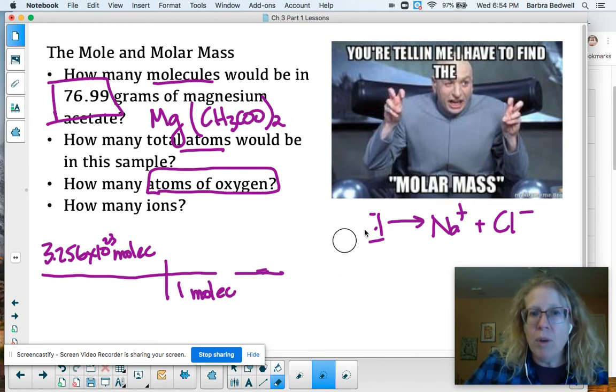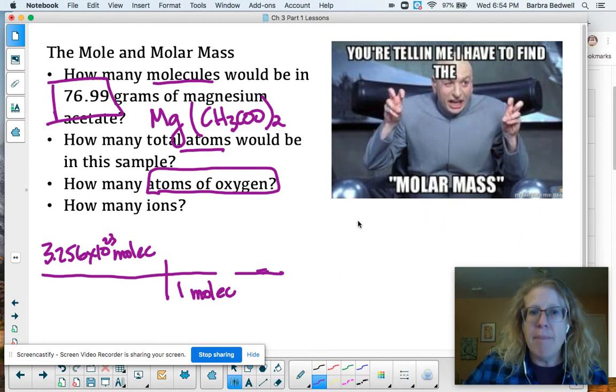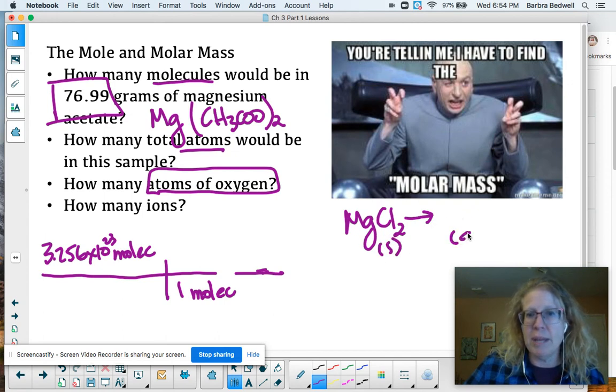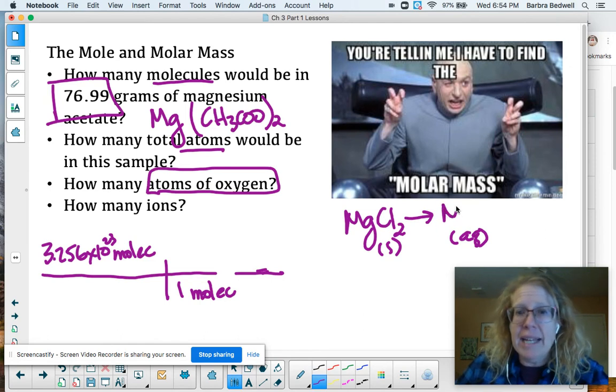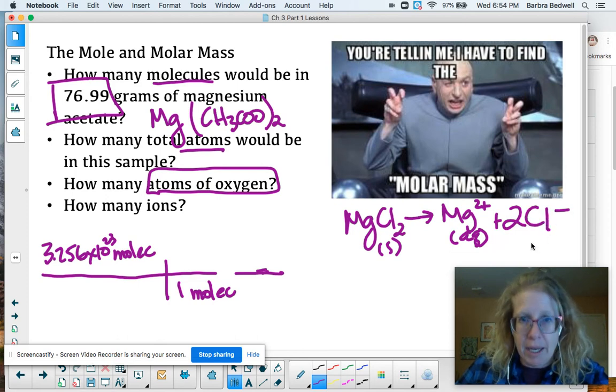Okay, well, what if we use a different salt? What if we use magnesium chloride? Magnesium chloride is MgCl2. When this stuff dissolves in water, again, this would be the solid form, and these would be aqueous over here. When this dissolves, I get a single magnesium ion and 2 chloride ions. It breaks apart into 3 separate ions.